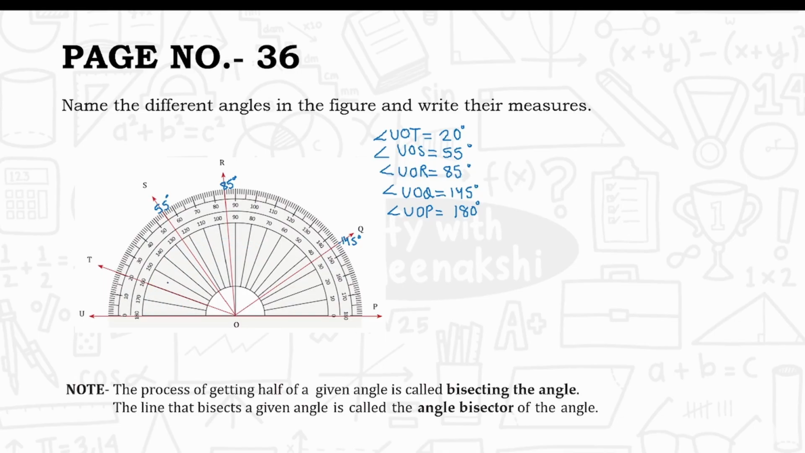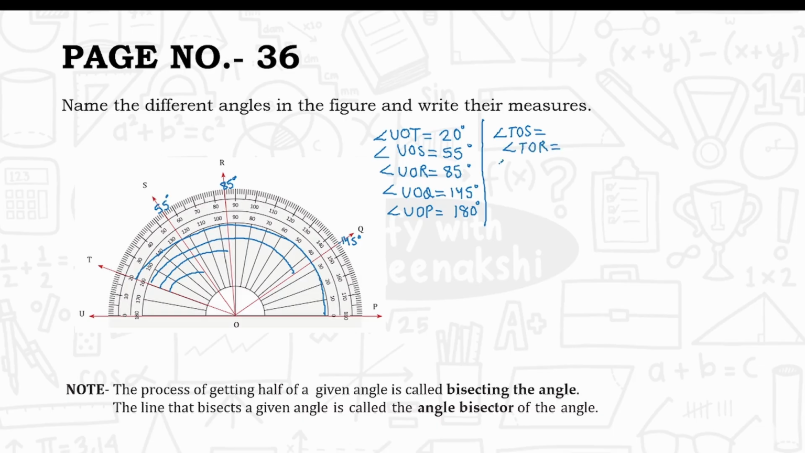Now let's write other angles. Now we'll start from T. That means TOS, then TOR, then TOQ, and TOP.